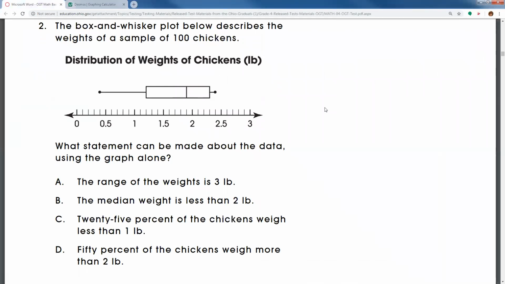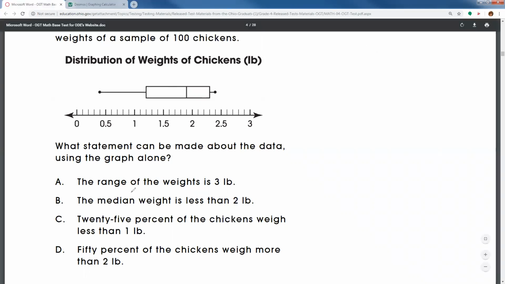So a box and whisker plot. The box and whisker plot below describes the weight of samples of 100 chickens. I think we did a problem like this last week. I don't remember if it was the exact same one, but we did talk about box and whisker plots and how there's a lot of information from this. So we have to have memorized what each of those means.